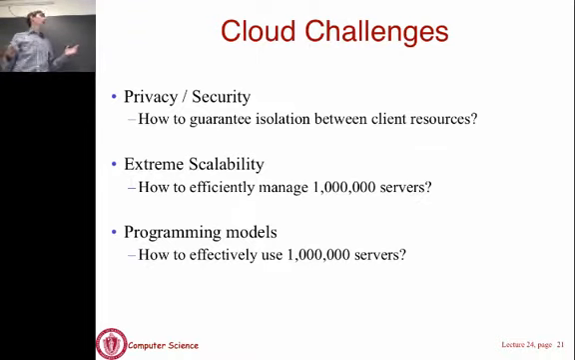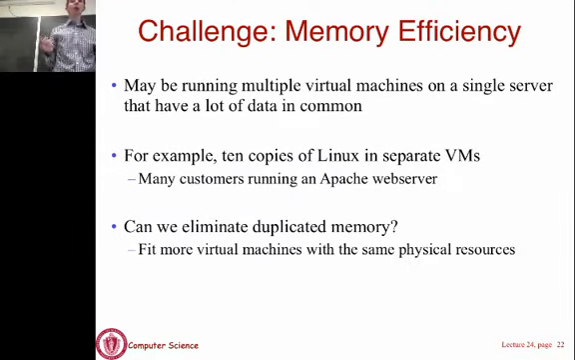Now, we've been talking at a very high level about how all of this works. To give you a sense of a few of the technical challenges we run into, I wanted to talk about two specific examples. The first thing I wanted to talk about was a little bit about memory efficiency. We said that one of the nice things about using virtualization is that you can have a single server and be running multiple VMs on top of it. Each one of those VMs could be running their own operating system, with their own memory. But what might often be the case is you might actually have a lot of data in common between virtual machines.